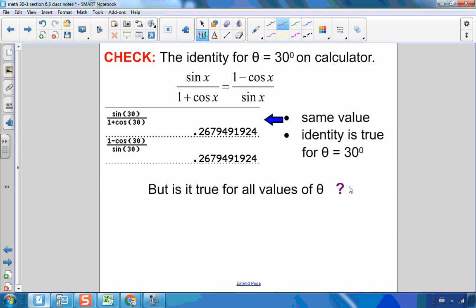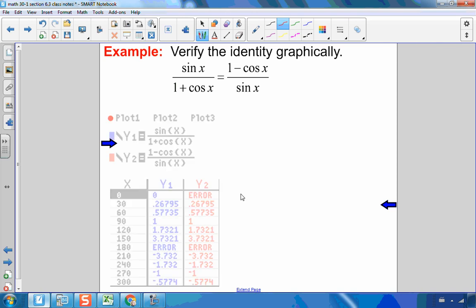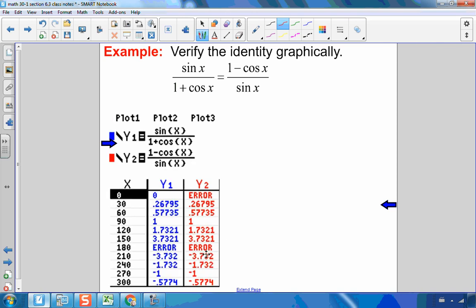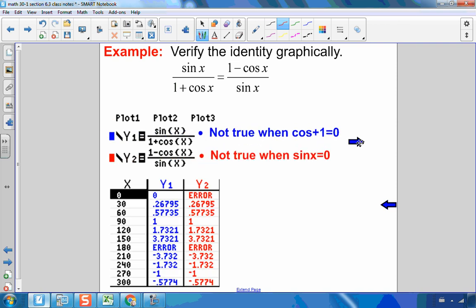But does that mean it's true for all values of theta? Because just because it's true for 30 degrees, maybe I lucked out and just guessed the first one that was right, but all the other ones are wrong. Well, I could verify it on my graphing calculator. So I could put left side in y1, right side in y2, and then look at my table. Oh, it looks like it's true there. I do have some errors.